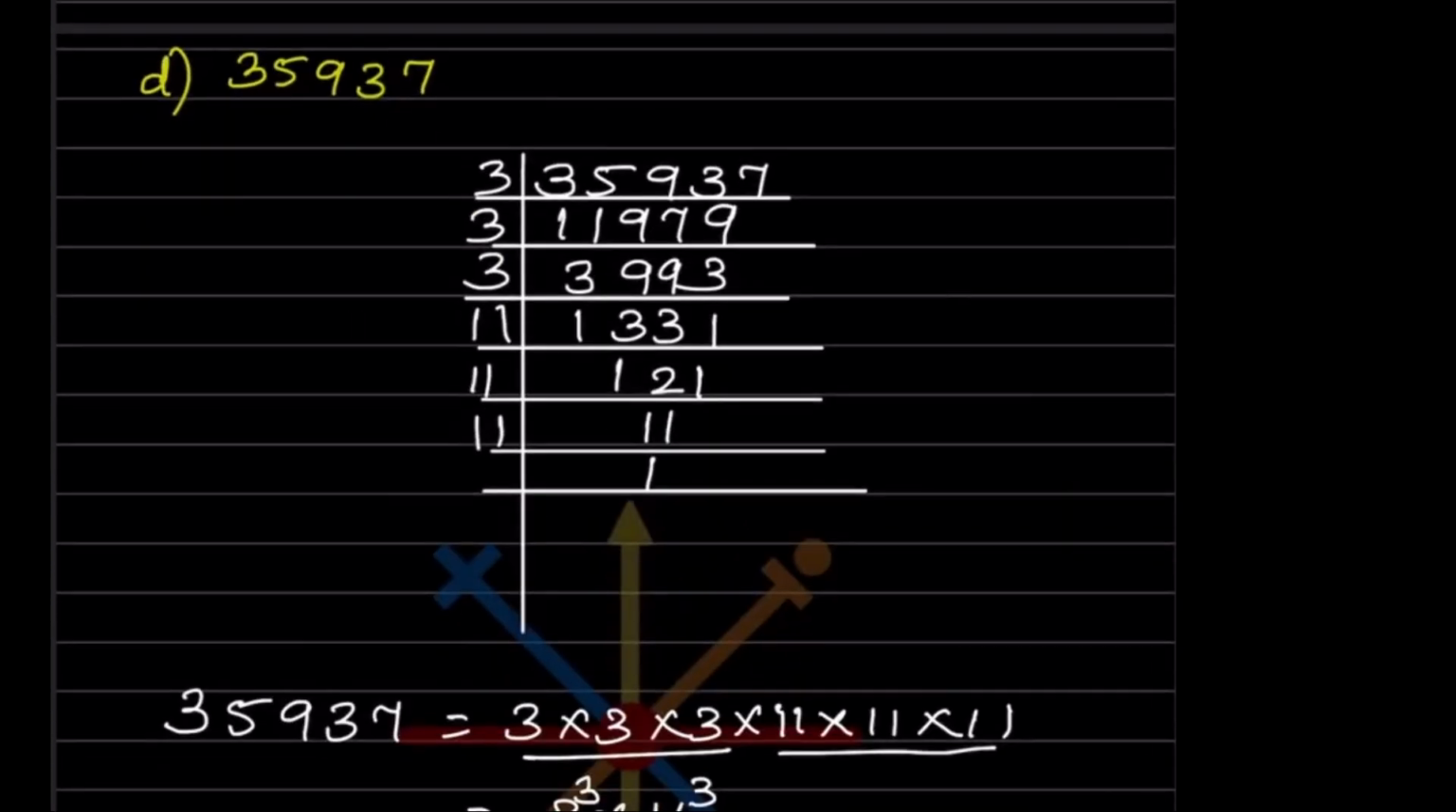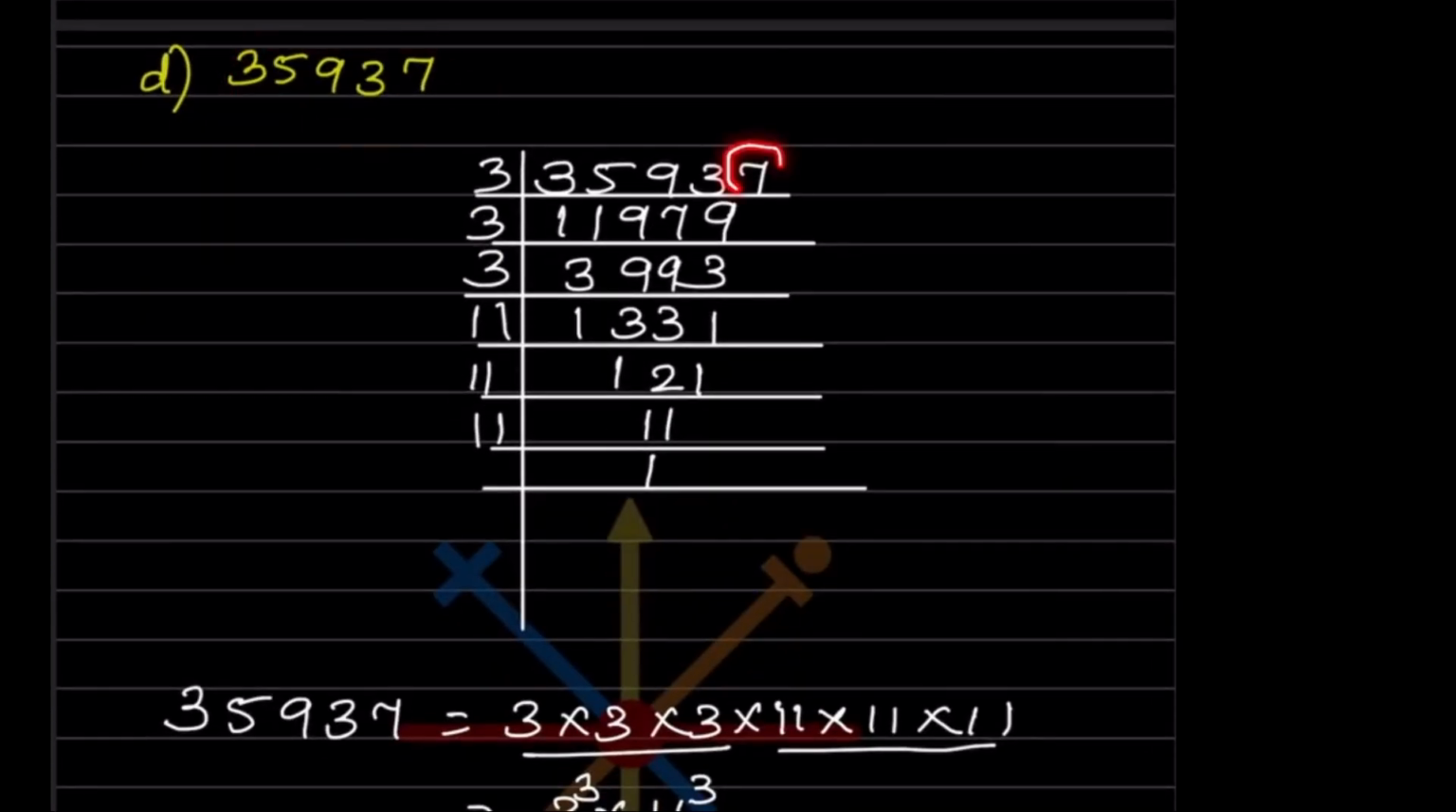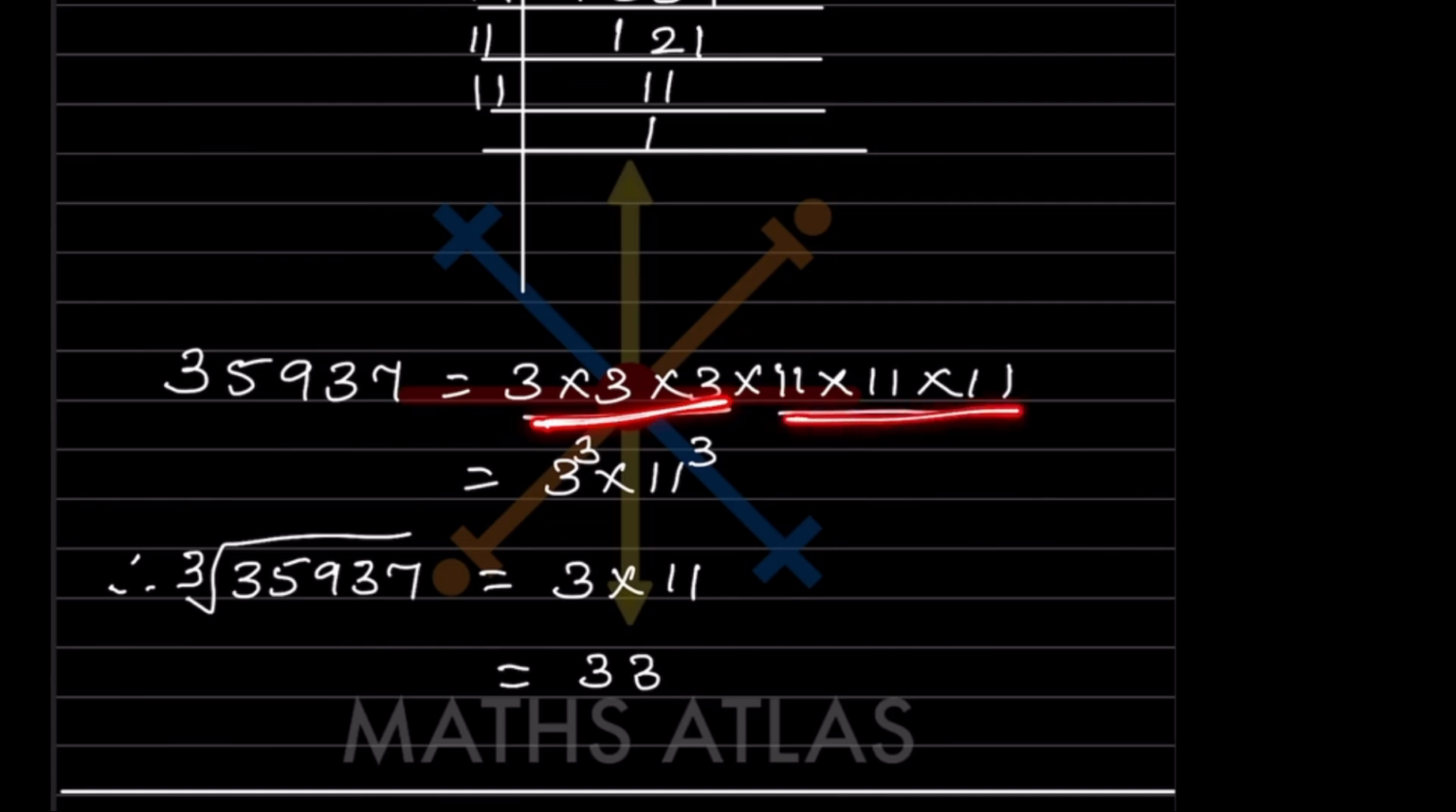Hope this is clear. Now here you can see the unit place is 7. So it is not possible with 2. So we have to look for 3. So now here it's not possible by any number, only by 11. So these are the factors. So you are going to group it. So 3 in each, because it is a cube root. If it is a square root, you will do in 2. So this is 3 cube into 11 cube. So the cube root of 35937, you are just going to take the base of it. That is 3 and 11. So here that is going to be 33.